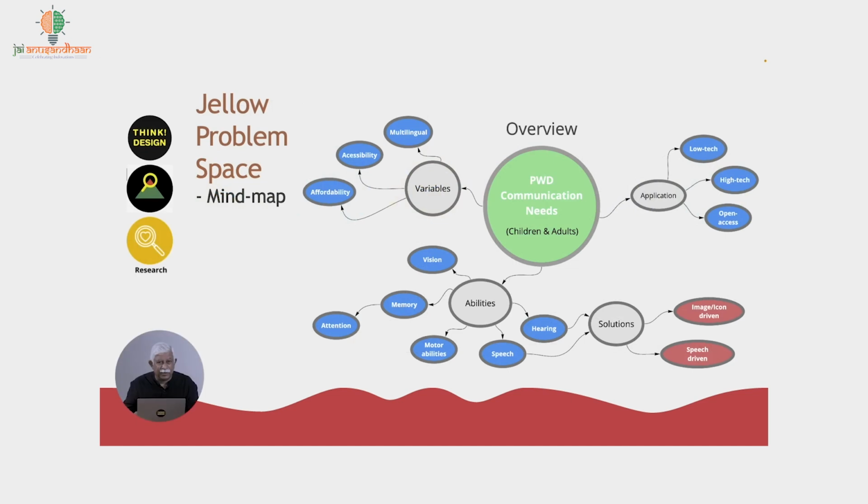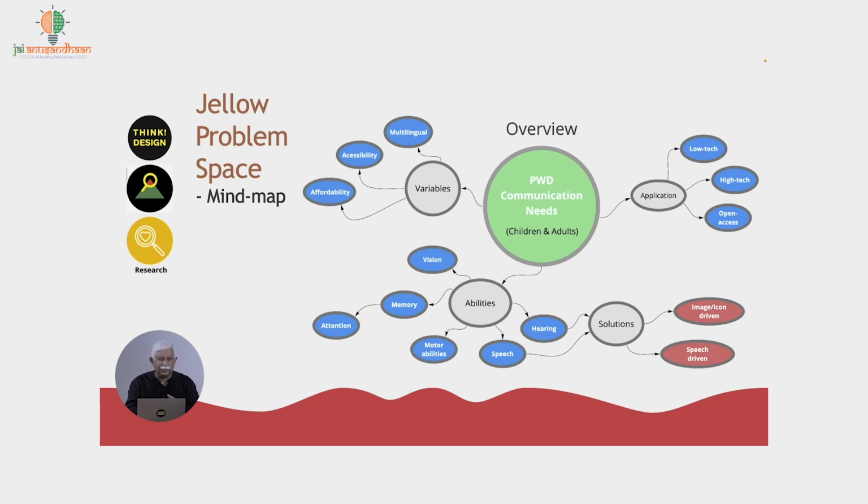Let's start with the mind map. This is part of the secondary research. The overview was the communication needs of persons with disabilities. The first branches you can see are the variables, abilities, solutions, and applications of it. If you look at variables, multilinguality is an issue in our country. Accessibility, there are different levels of being able to access technologies. Affordability is an issue here. Some can afford, some cannot afford.